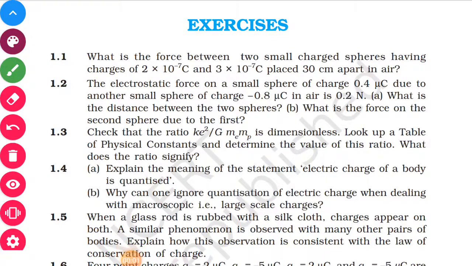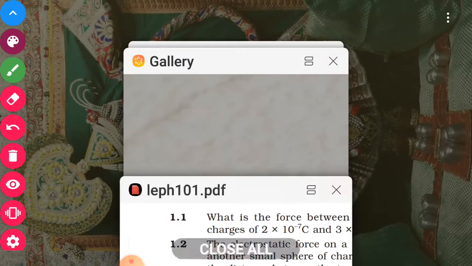After the completion of the chapter, we go through the exercise numerical. First numerical: what is the force between two small charged spheres having charges 2 into 10 raised to minus 7 coulomb and 3 into 10 raised to minus 7 coulomb, placed 30 centimeter apart in the air? Now see, there are two charges and the force we want to find out.